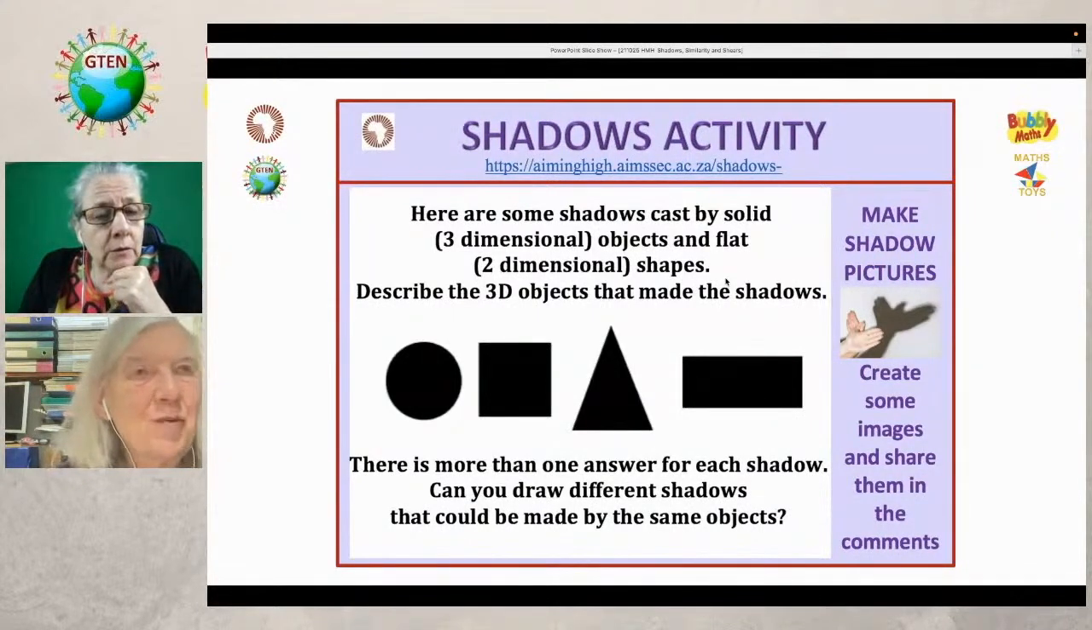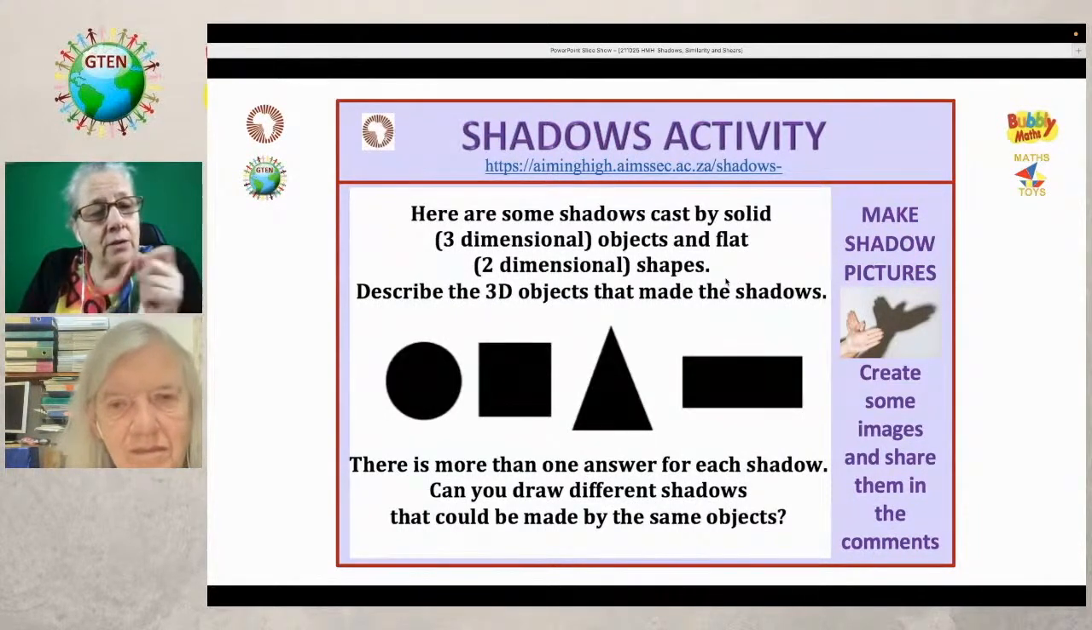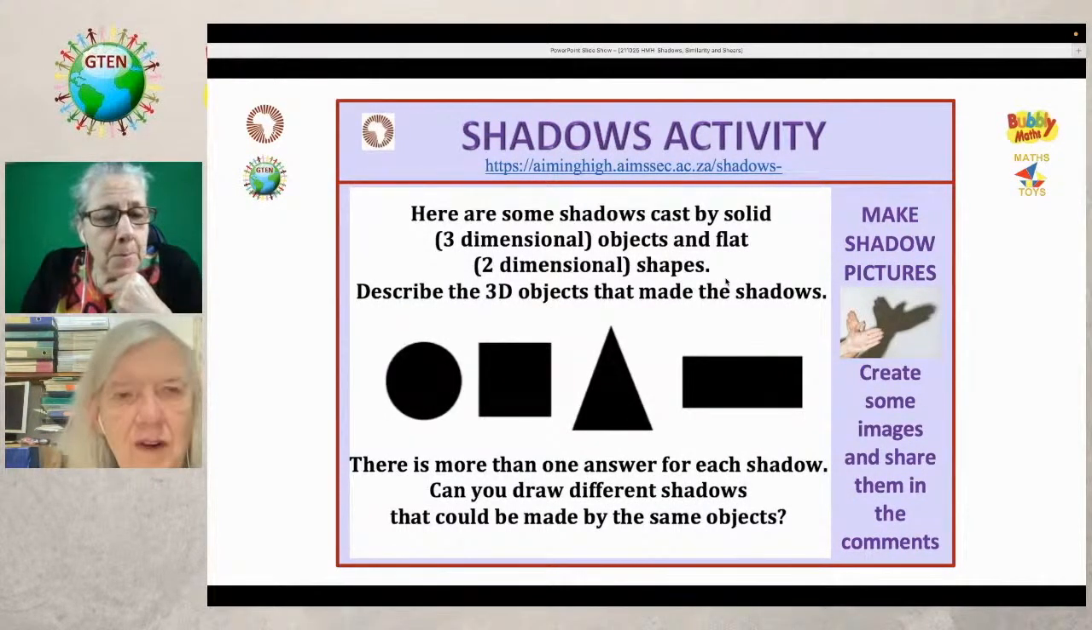Yes, that's right. So one shape could make more than one of these shadows. And similarly, the disc there could be the shadow of a cylinder or a ball, or a sphere. And the rectangle could also be the shadow of a cylinder that's lying on its side. There are lots of possibilities. And of course, this answers the same question for flat two-dimensional shapes.